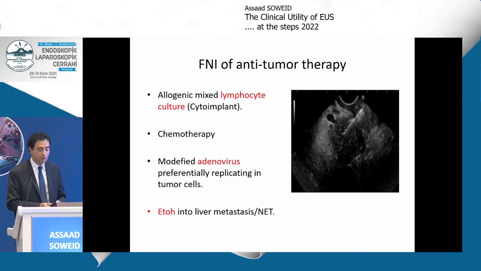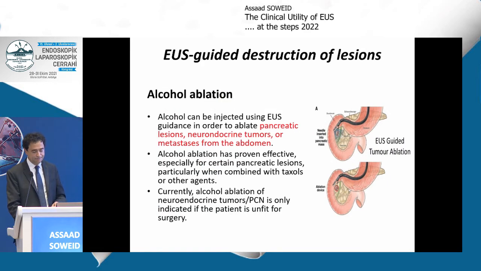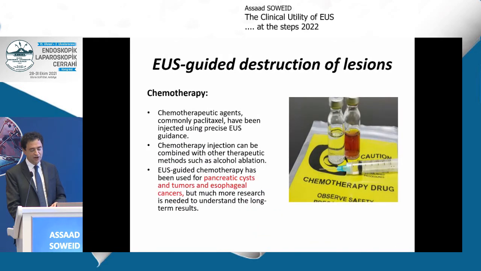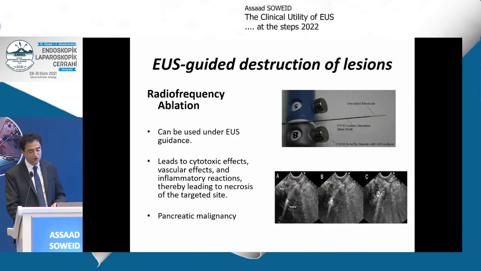Injection didn't gain much popularity, but I can tell you there are trials on lymphocyte cultures, injection of chemotherapy, adenoviruses that replicate in tumor, even ethanol, alcohol injection, specifically for cystic lesions, small neuroendocrine lesions, if they are not surgical candidates. And these are some examples of alcohol injection and injection of chemotherapeutic agent.